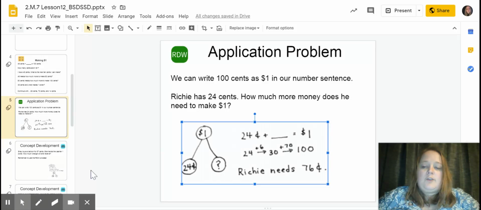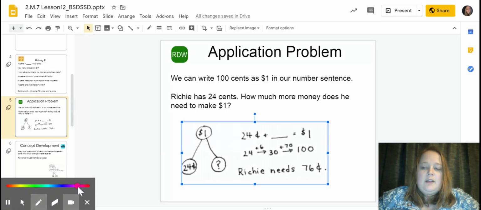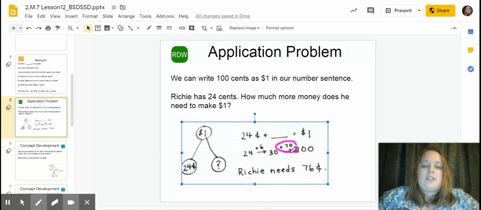Don't forget that you got to go back and you need to add both of your parts that you counted, because we put these as separate amounts because we were trying to get to that friendly number. So now add back the 70 and the 6, and 70 plus 6 makes 76.